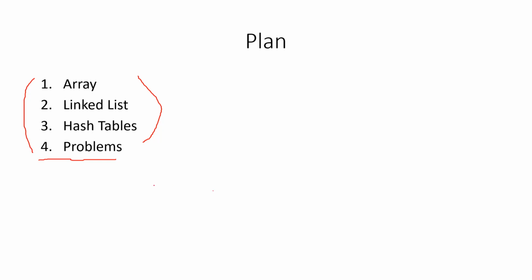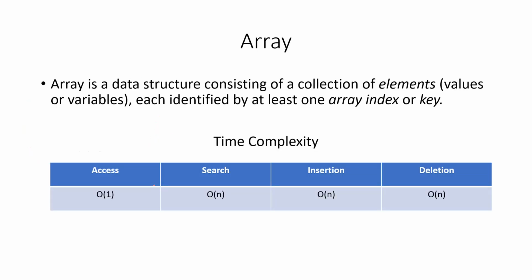Okay, let's get started. So first is the array. Array is one of the simplest data structures. I guess many of you are already familiar and you used array many times, but anyways, let me give the definition of array. Array is a data structure consisting of a collection of elements, each identified by at least one array index or key. So here you see the time complexity of array.